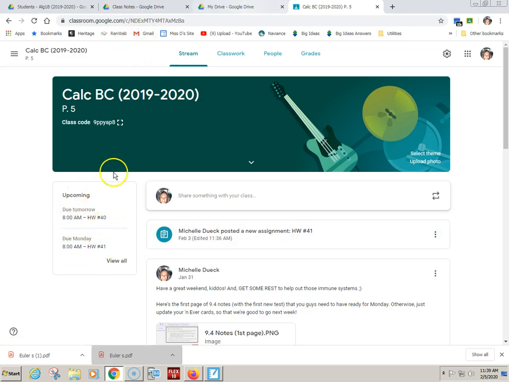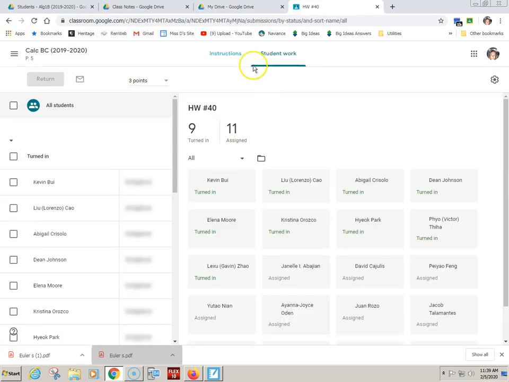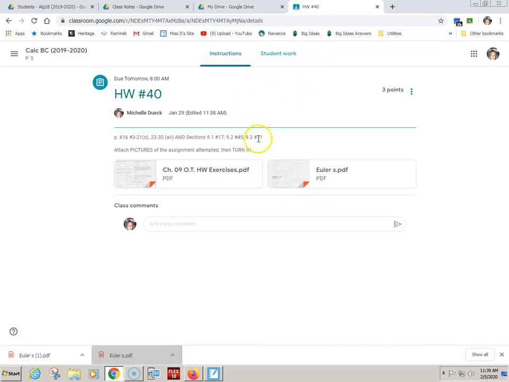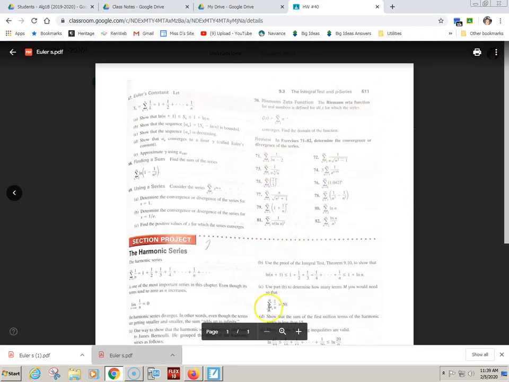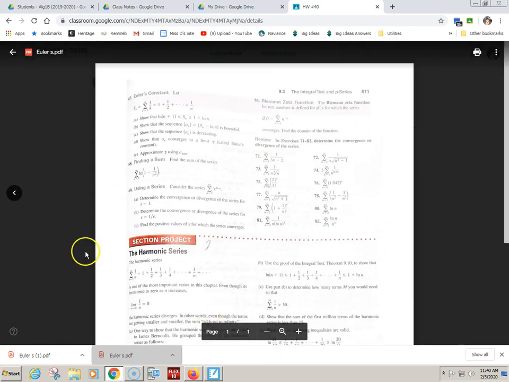And also, there was a missing problem from 9.3, number 71, that I had attached, but once again to the wrong homework. So now number 71 is in there for you guys to access, to be able to use and to see and to finish homework.